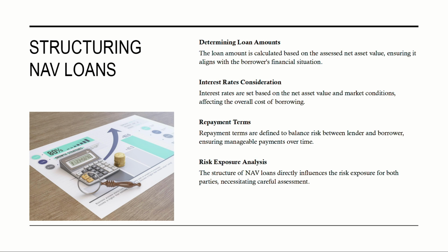Structuring NAV loans, determining loan amounts. The loan amount is calculated based on the assessed net asset value, ensuring it aligns with the borrower's financial situation. Interest rates consideration. Interest rates are set based on the net asset value and market conditions, affecting the overall cost of borrowing. Repayment terms. Repayment terms are defined to balance risk between lender and borrower, ensuring manageable payments over time.